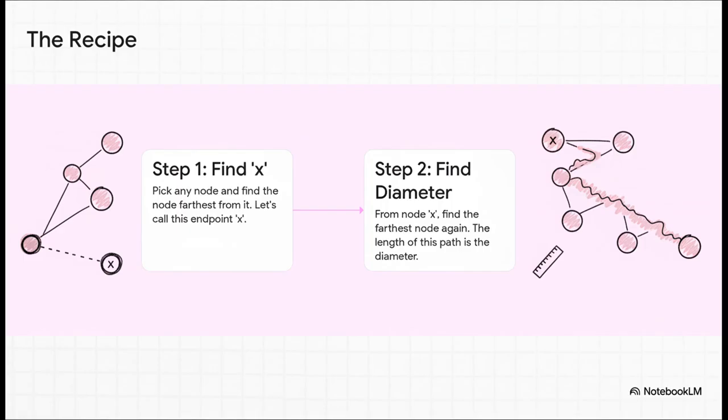First, you pick any node you want in the tree. Seriously, it does not matter which one. And you find the single node that's the farthest away from it. We'll call that node X. Then, for step 2, you start from X and you do the exact same thing again. Find the farthest node from it, and the length of that second path, that's your diameter. I know, it sounds way too simple to be true, right? Let's just walk through an example and you'll see it in action.